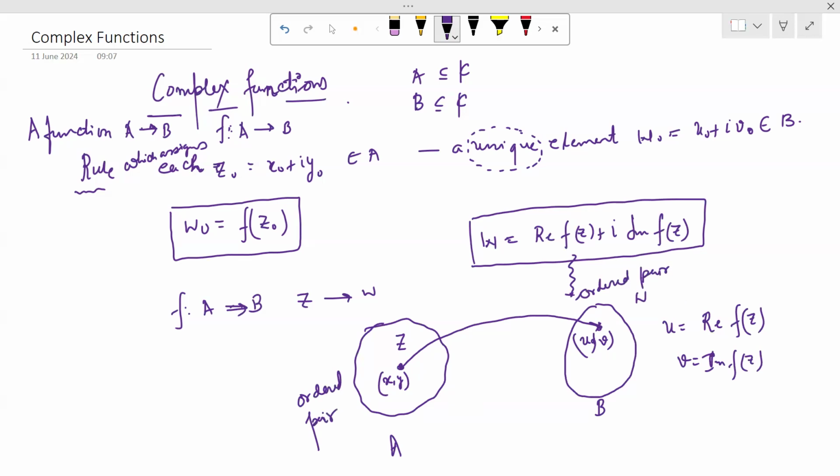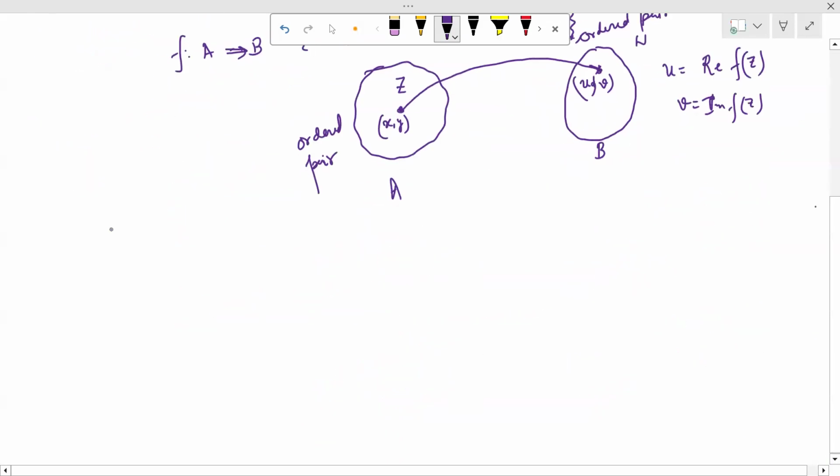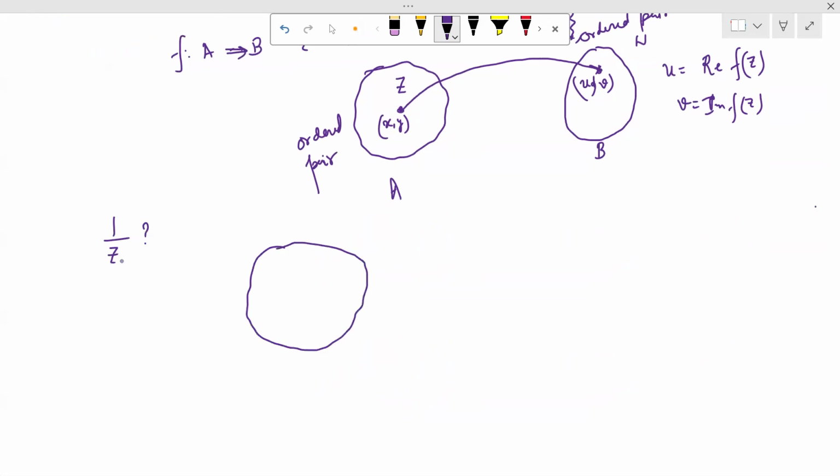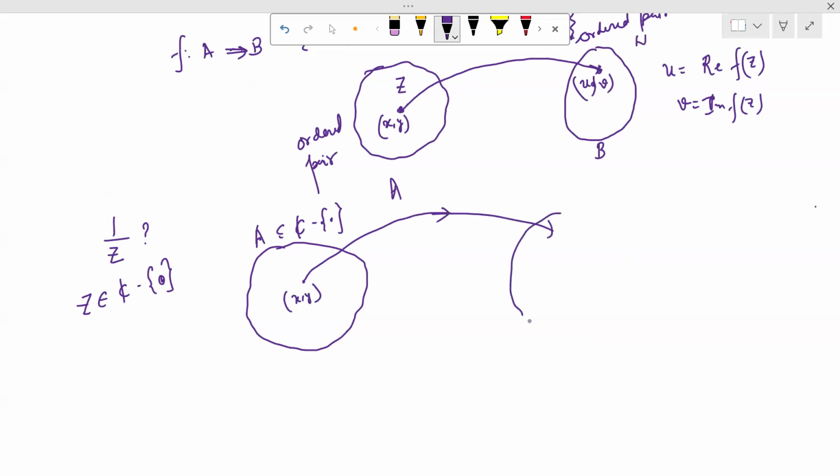Okay, so for example, let us take one example. Let us say, how would 1 over Z map? So you know that, what is the domain of definition for this? It will contain all the complex numbers except 0. So if you take a subset A of all the complex numbers except 0, and let us say this number is X comma Y, then how does it get mapped? It would get mapped to another plane, let's say the W plane, this is the Z plane. And here it will map to 1 over Z.